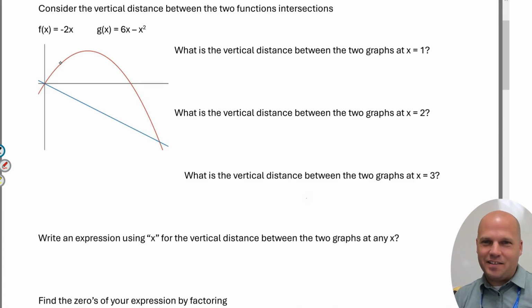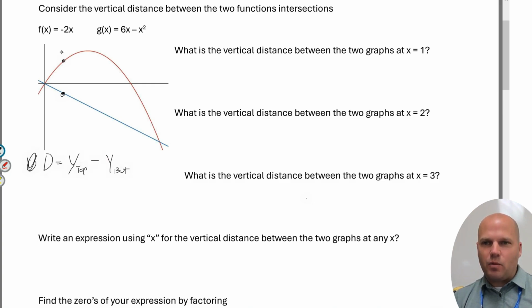Hey guys, how's it going? We're doing some vertical distances between graphs, and we're going to try to create expressions that could give us the vertical distance at any x. The first three questions, yeah, you can find this. The key to finding vertical distance is to understand the y at the top. I'll say the distance is the y at the top minus the y at the bottom.